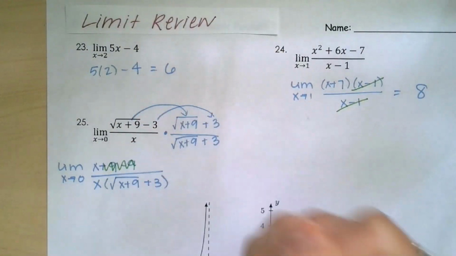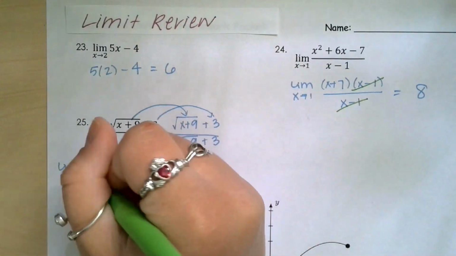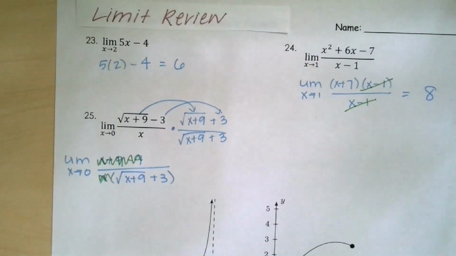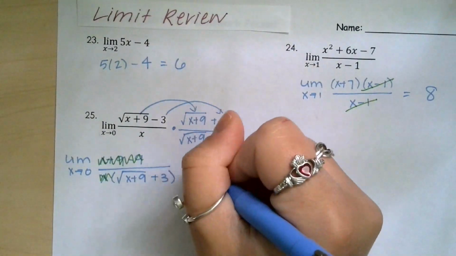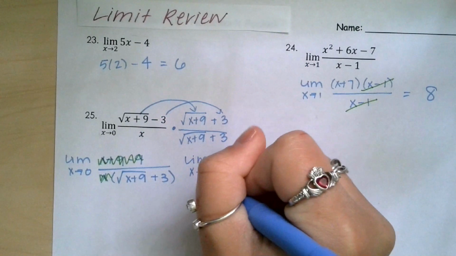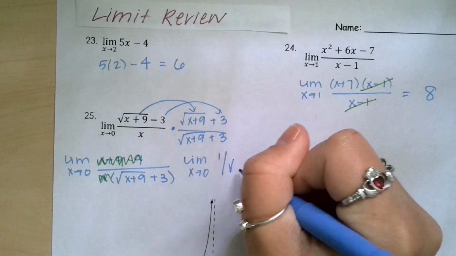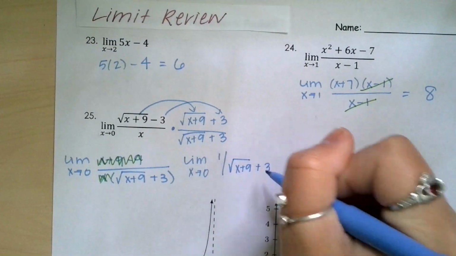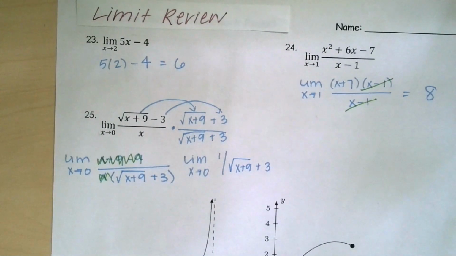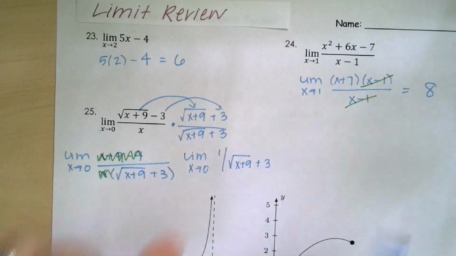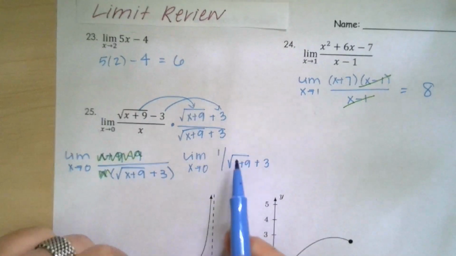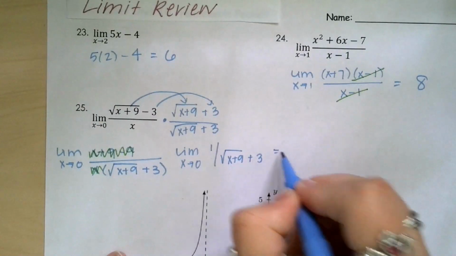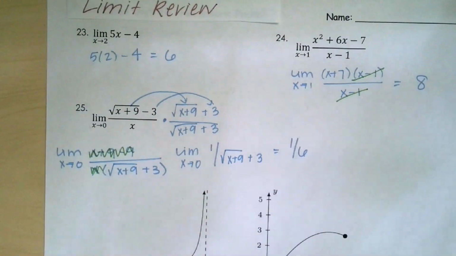That goes away. And then we have the two x's. Those also cancel. So we're just going to be left with the limit as x approaches 0 of 1 over the square root of x plus 9 plus 3. And so when you substitute that in, you plug in 0, so you have the square root of 9, which is 3, plus 3, gives us 6 in our denominator, so our limit equals 1/6.